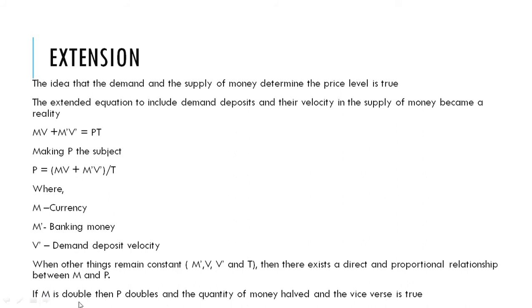If money supply doubles, then price doubles, and the value of money halves, and vice versa is true. That means if you increase the supply of money, the prices for commodities will rise, and the value of money will halve. The same applies the other way: if you halve the money supply, then the price level will be halved, and the value of money will double.